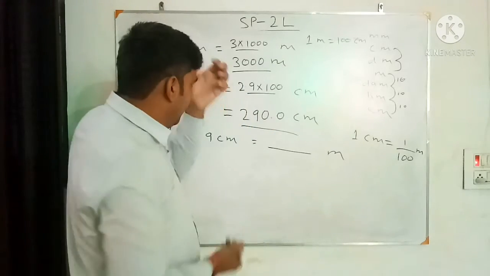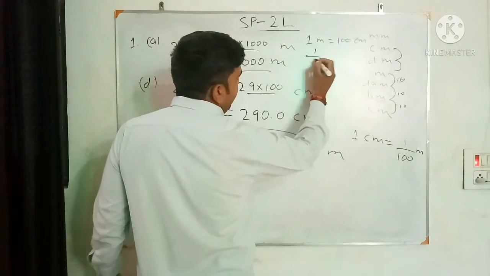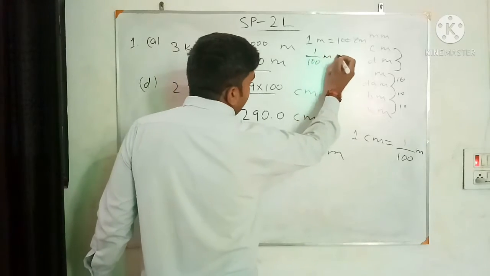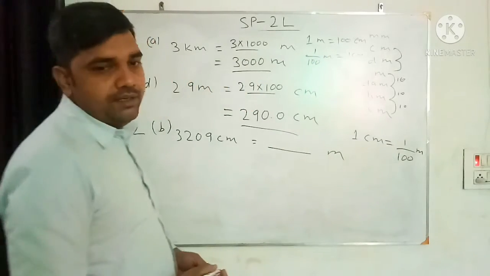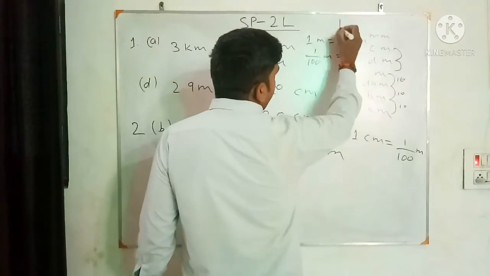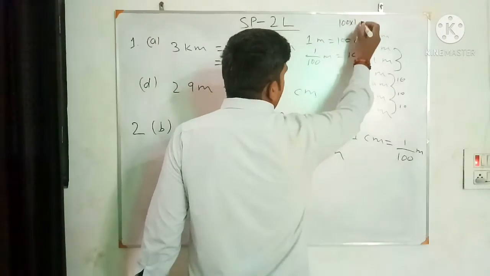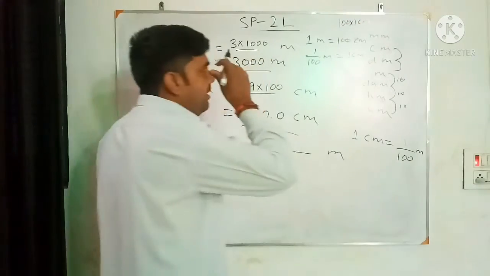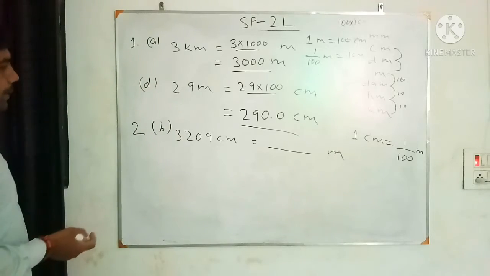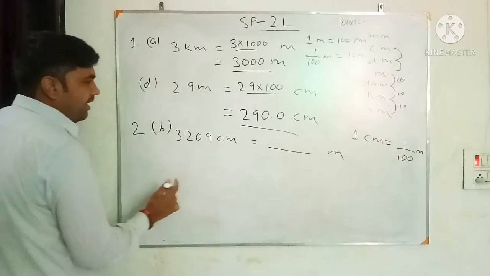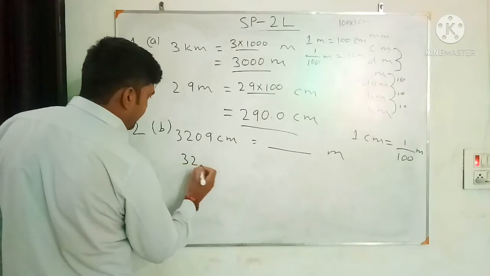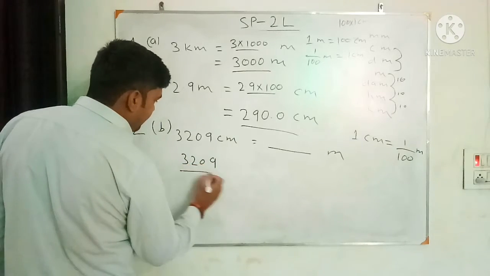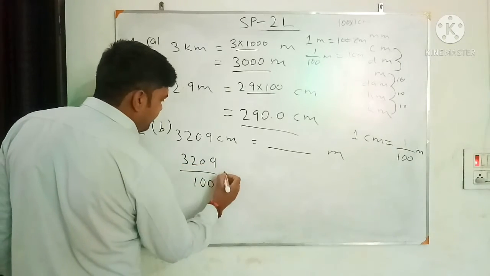So 1 by 100. So what did you get here? 1 by 100 meter equals what? 1 centimeter. You can write 100 into 1 centimeter. So this 100 centimeter we can write as 100 into 1 centimeter. That is the same answer. So divide this number by 100, you will get it in meters. So 3209 divided by 100 will convert it into meters.